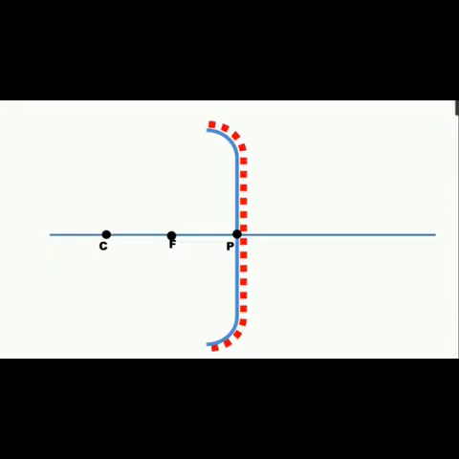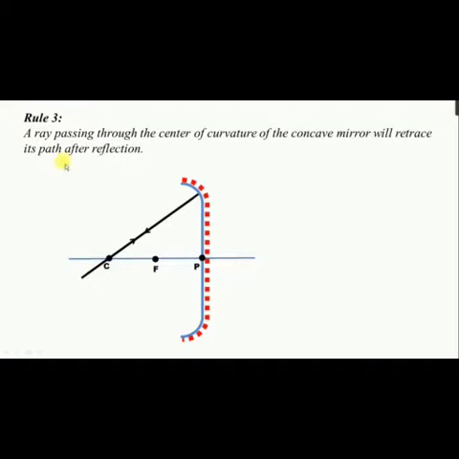And now rule number 3. If you send a ray through the center of curvature, it comes back through the same path. One more time, it comes back through the same point. If you send it through this point, this is also going through the center of curvature, it will come back through the same path. So a ray passing through the center of curvature retraces its path. Retrace means coming back through the same path.